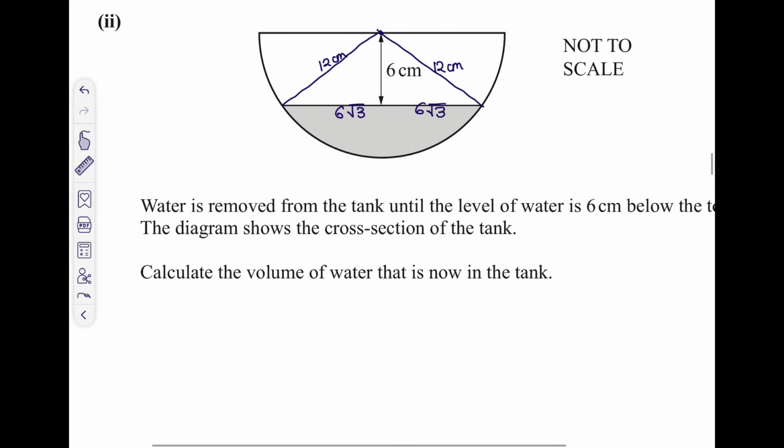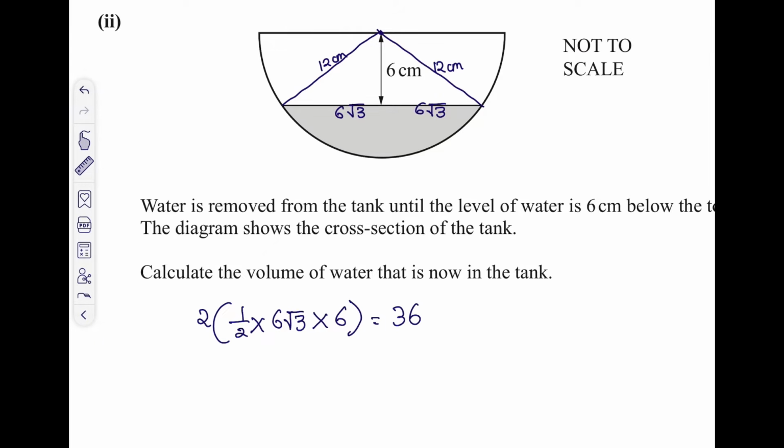Alright, so first of all, let me calculate the area of both of them. Since they both are the same, I could just say 2 times half into the base, which is 6 root 3, into the height, which is 6. That is going to give you 36 root 3. I'm going to leave it in this form for now.